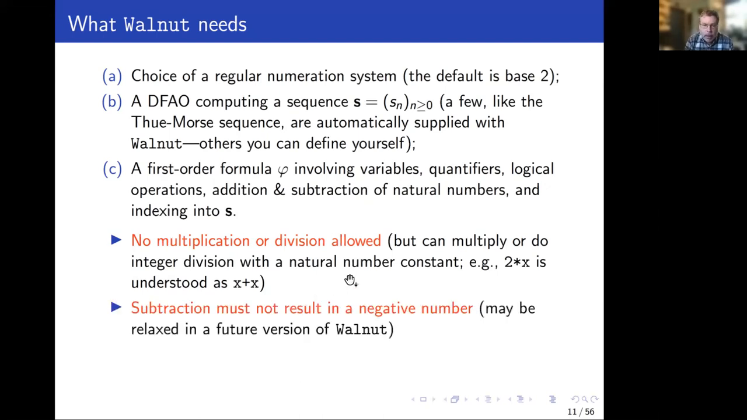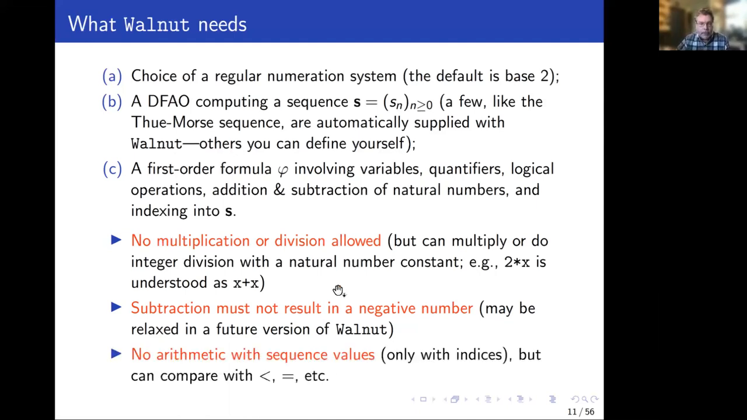Because the domain of variables is assumed to be the non-negative integers, subtraction must not result in a negative number. So if you have 2 variables, x and y, you're allowed to write x minus y, but the assumption is that x is greater than or equal to y. And if you allow negative numbers to occur, even as sub-expressions, then the results are unpredictable and may be wrong. So you have to be a little bit careful about that.